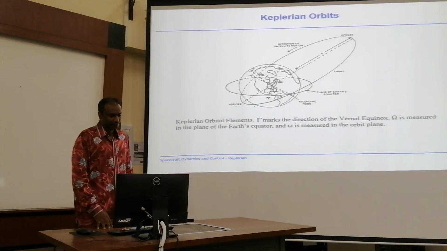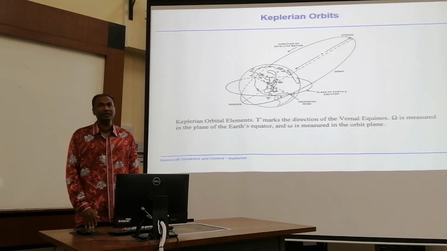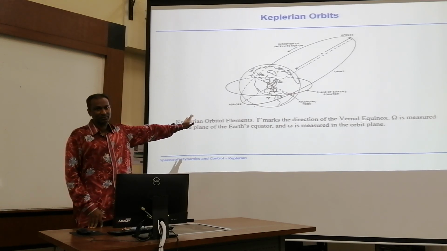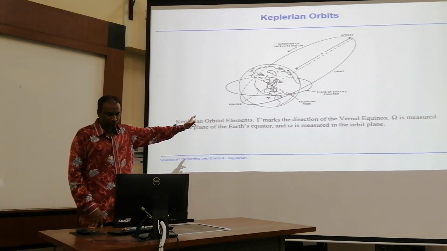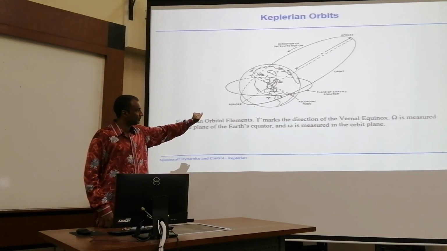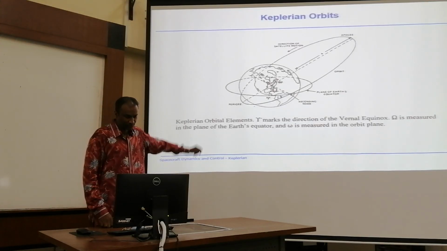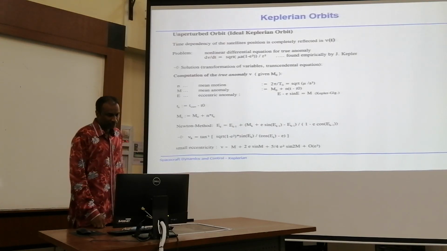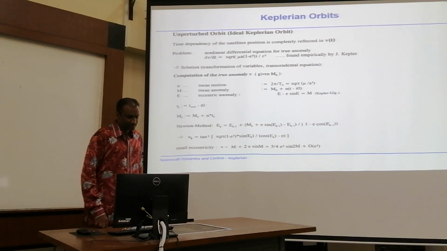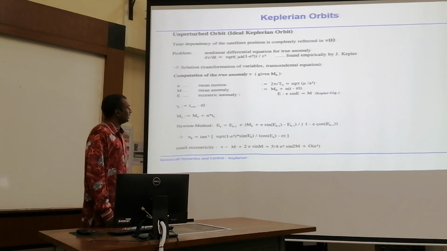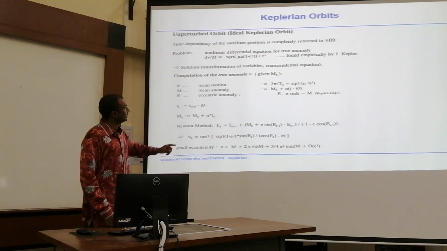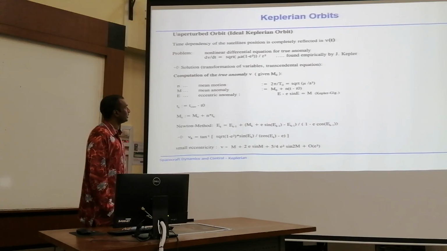Now, again, very classical, this is how you can define the 6 orbital elements in space. This is what is shown. I think you have seen this also in space mechanics. All being defined with respect to the vernal equinox, as we know. Right. As you can see, this is the idea of the whole ideal Keplerian orbit.